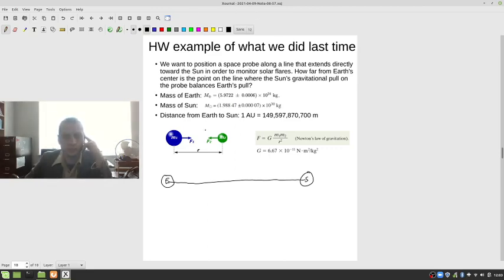Now, the thing you might ask yourself, okay, should I expect this to be closer to the sun or closer to the Earth? Well, I would expect it to be closer to the Earth because the Earth has a smaller mass, and so its gravitational force is going to be lesser at an equivalent distance. So, all right, we've got to get it closer so that these forces can be equal in size.